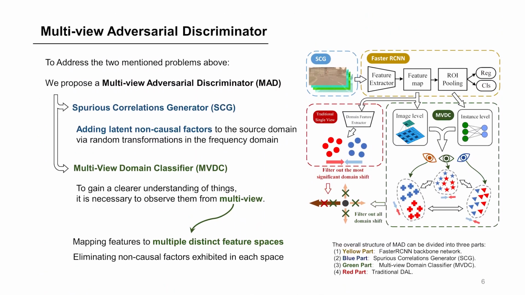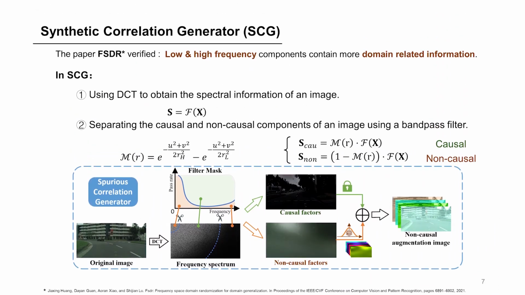To solve these problems, we propose a multi-view adversarial discriminator to comprehensively uncover and eliminate potential non-causal vectors in the target domain. MAD consists of two novel modules, the spurious coloration generator and the multi-view domain classifier. The SCG module leverages domain random augmentation based on the frequency domain to introduce potential non-causal vectors into the training phase. By applying a bandpass splitter, we divide the image spectrum into low-frequency and high-frequency components, where the former represents causal information and the latter represents non-causal information.